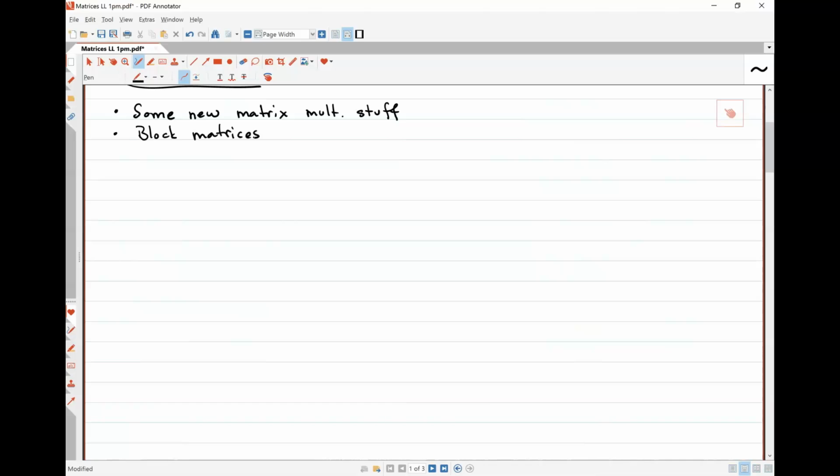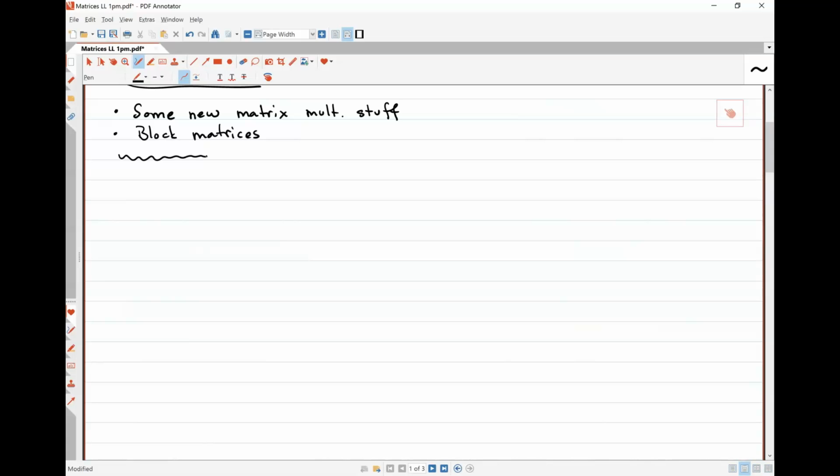So if anybody has questions about things other than that, please let me know. Go ahead and type in questions, and I'll try to make sure that we get to them. So yes, we will do another example of block matrix multiplication, definitely. Okay, all right. So let me just start with this other matrix stuff.